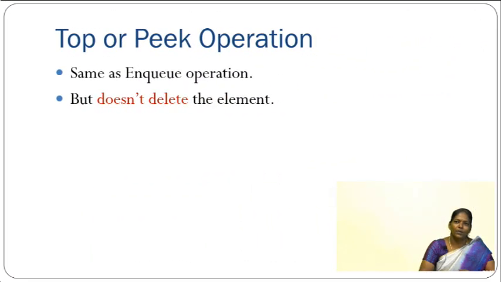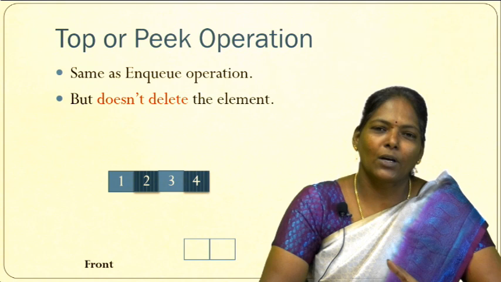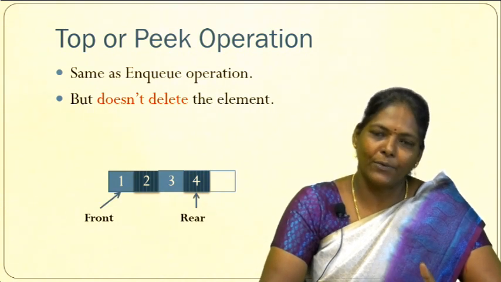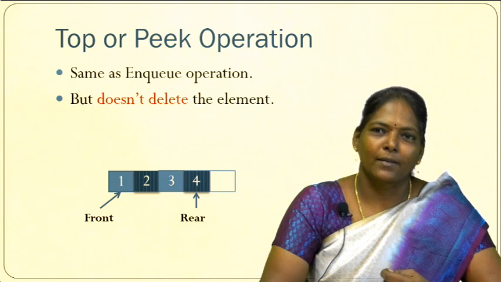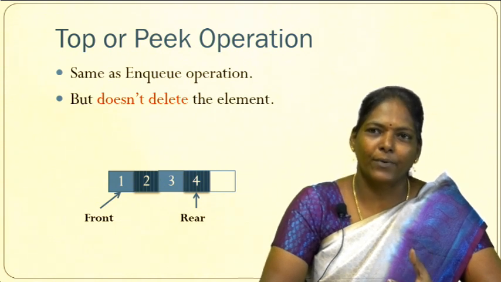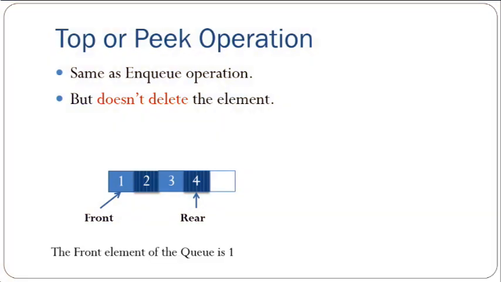The next operation is the peek operation, that is here we are not going to delete any element from the queue, just we have to retrieve the front element, that element that is pointed by the front. Yes, the front element is 1.